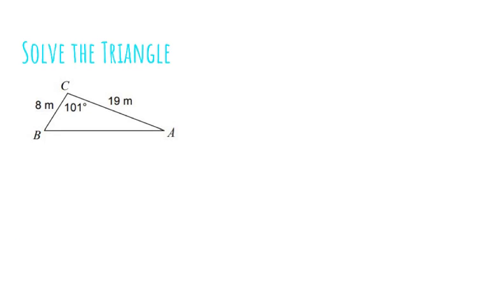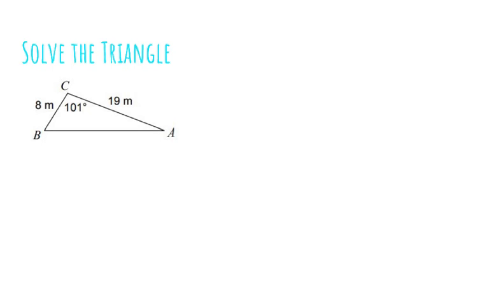So in this example, we know that angle C is 101 degrees. We know that side A is 8 and side B is 19. So we need to figure out which one of those three laws of cosines we are actually going to use. Because I know angle C, I'm going to look for side C. So I'm going to use the C squared formula.